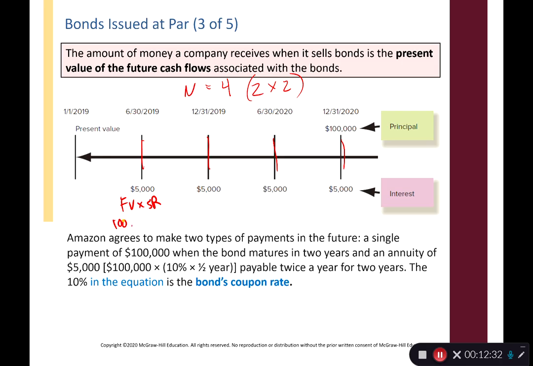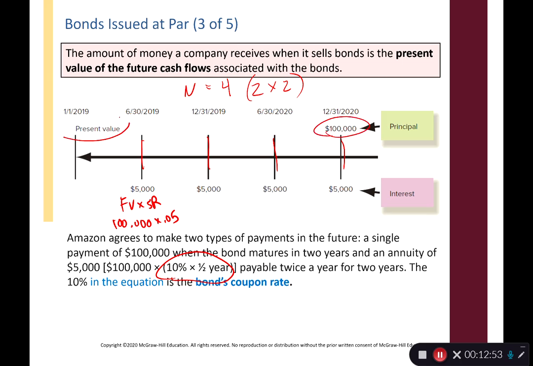the 100,000 times 5%. You might say, where did I get the 5%? Well, remember, the interest rate has to be cut in half when it's semi-annual. So we pay that 5,000 each and every period for interest, and then we're going to pay back the face value at the very end.